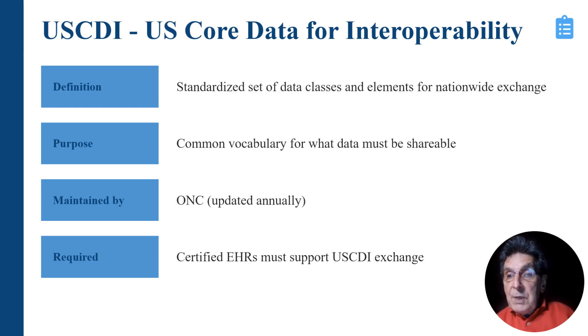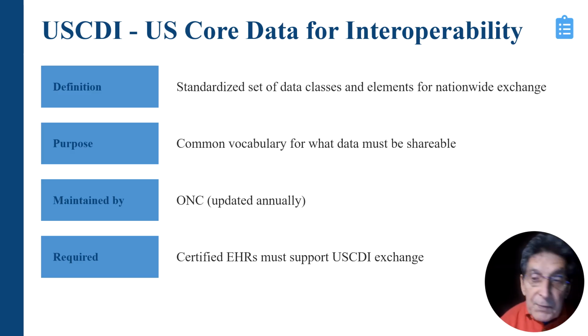What is the purpose? When we say systems must be interoperable, USCDI defines specifically what data that includes. Demographics? Yes. Lab results? Yes. Radiology images? Not so sure. That's a little gray. So the list is currently very explicit. USCDI is maintained by the ONC, the Office of the National Coordinator for Health Information Technology, and it's updated once a year. Each version adds new data classes based on industry input.